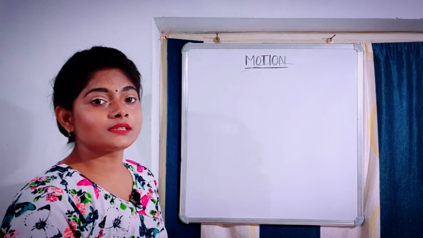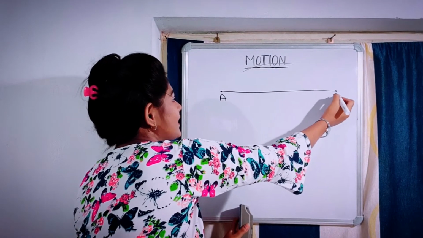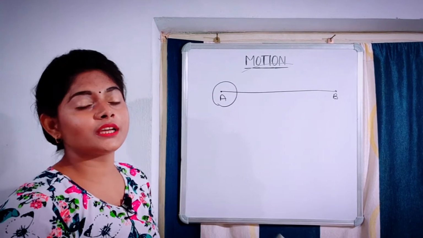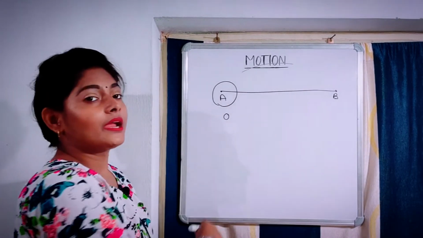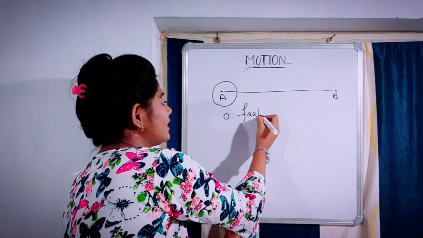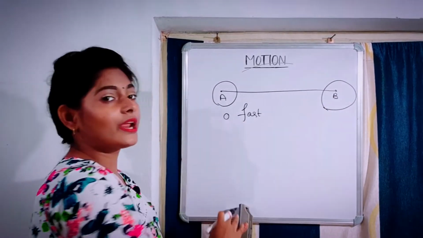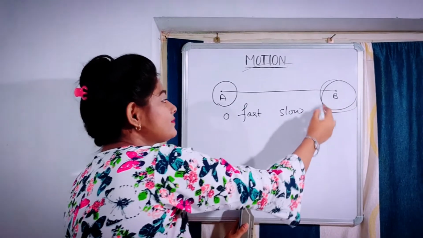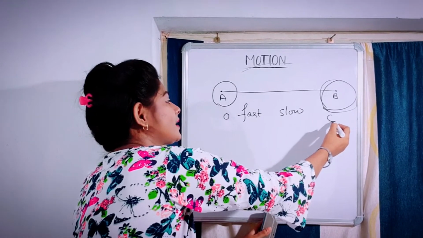Suppose a train starts from station A and its destination is station B. When the train starts from station A, initially the velocity of the train is 0. After some time, it acquires some velocity and it becomes fast. Then again after some time, when station B approaches, the train becomes slow. And when it arrives at station B, again it comes to rest, that means velocity becomes 0.